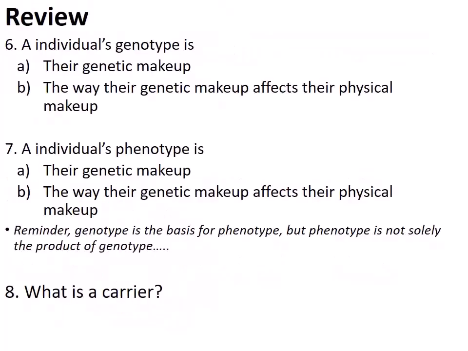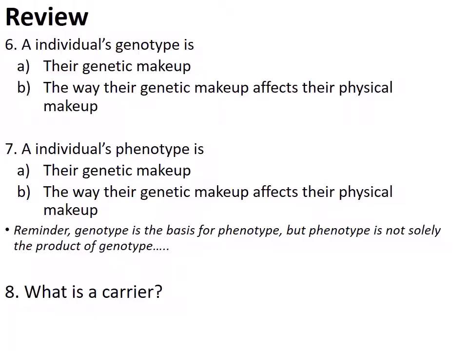So an individual's genotype, is it their genetic makeup or the way their genetic makeup affects their physical makeup? The genotype is their genetic makeup. Like if they have big A, little a, that would be genotype. Or you could say they're homozygous recessive, that would be genotype. Or you could say they're heterozygous, that's another way to talk about genotype. An individual's phenotype is the way their genetic makeup affects their physical makeup. Genotype is the basis for the phenotype, but the phenotype is not solely the product of the genotype.